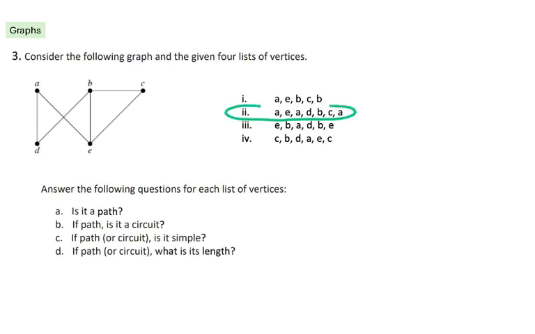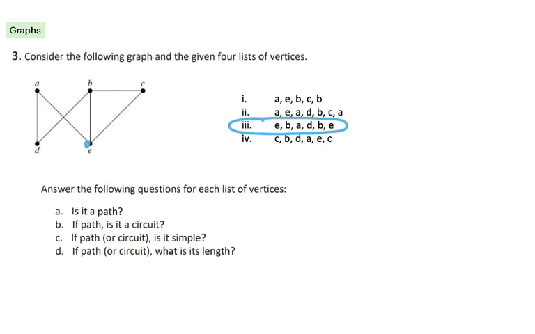Okay, now we'll look at the next one. Start at A, go to E, back to A, and then to D, and then to B, and then to C. And the problem is we can't go to A there. That's a problem. So is it a path? No. So since it's not a path, the rest we can't answer because you cannot go from C to A. There's no connection there.